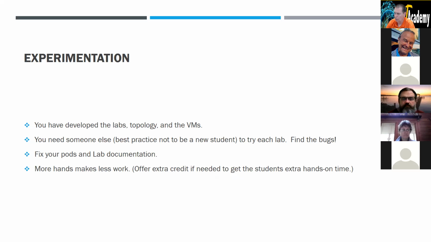And once you've developed the labs, topologies, and the VMs, then you can start thinking about, okay, I need somebody else to look at this. I need a fresh set of eyes, just like proofreading. You always want a fresh set of eyes to find the bugs. And then fix your pods. Get your lab documentation, go ahead and get those lab documents together in Word form and in PDF form.